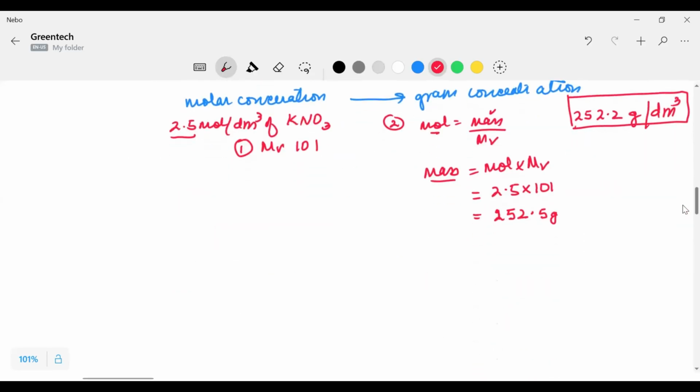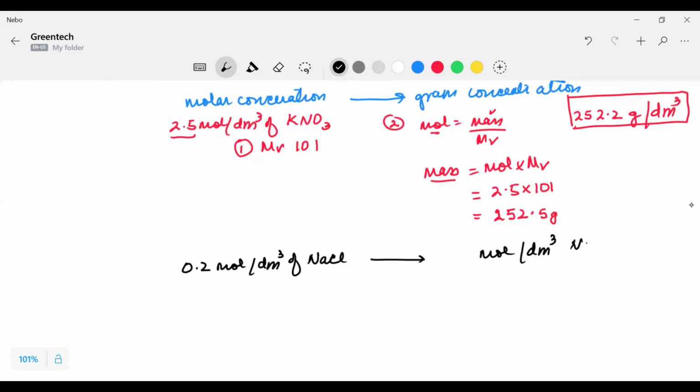Okay. Now I'm giving you another, and this is what you will be finding out. I have 0.2 moles per dm cube of NaCl solution, and you have to convert it into grams per dm cube NaCl solution. Come on, do the steps.